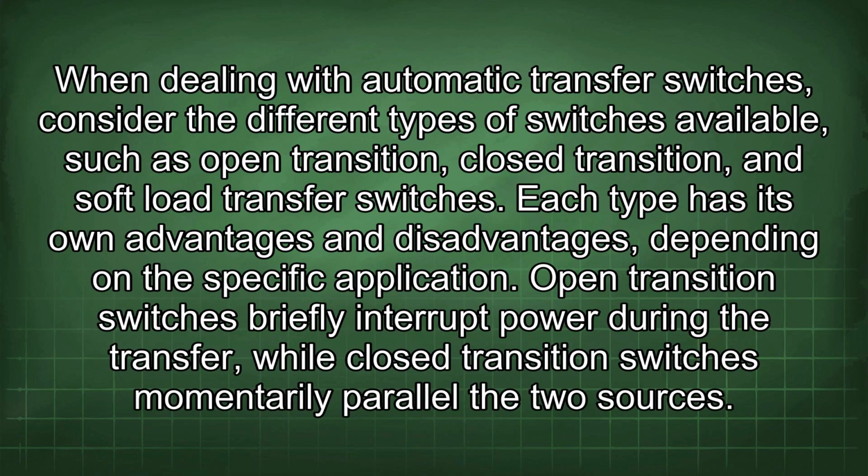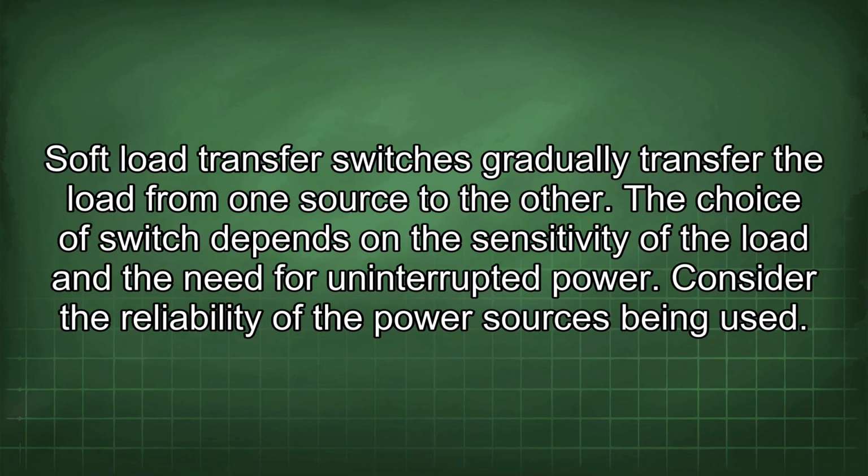When dealing with automatic transfer switches, consider the different types of switches available, such as open transition, closed transition, and soft load transfer switches. Each type has its own advantages and disadvantages, depending on the specific application. Open transition switches briefly interrupt power during the transfer, while closed transition switches momentarily parallel the two sources. Soft load transfer switches gradually transfer the load from one source to the other. The choice of switch depends on the sensitivity of the load and the need for uninterrupted power.